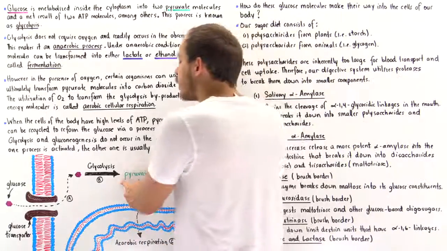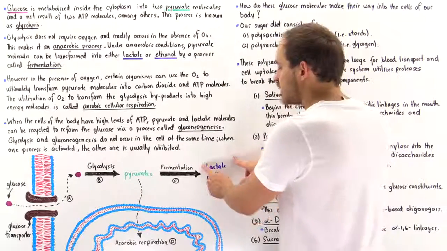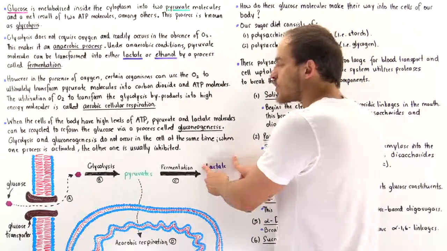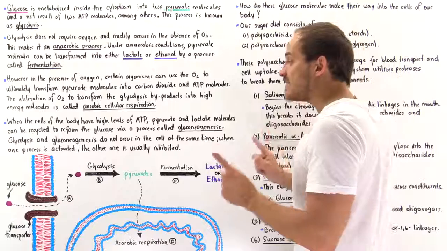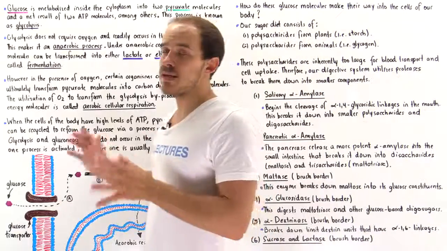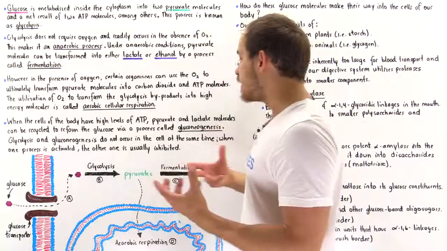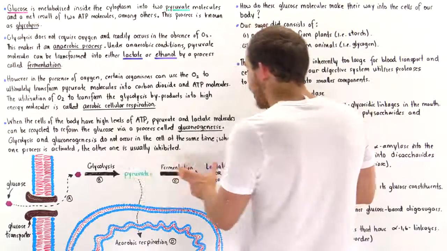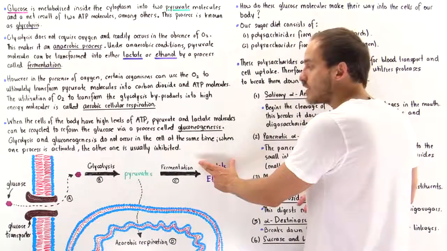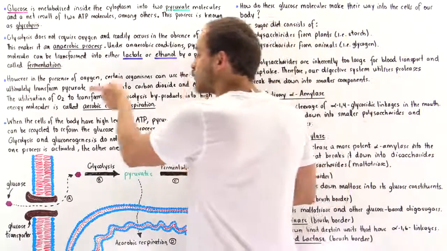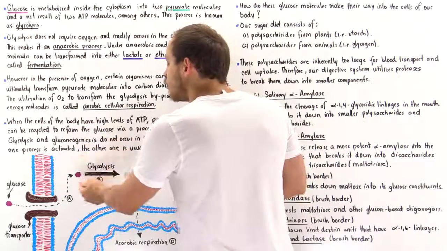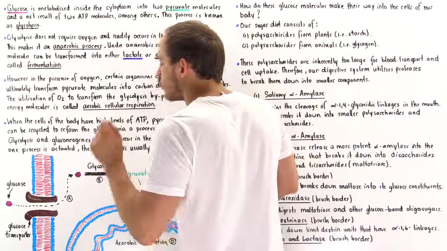Now, what about these pyruvate molecules and these lactate molecules? What happens to them in the case that we have many ATP inside our body? So in this case, these pyruvate molecules or lactic acid molecules are transformed back into glucose and then the glucose is stored in a form we call glycogen.